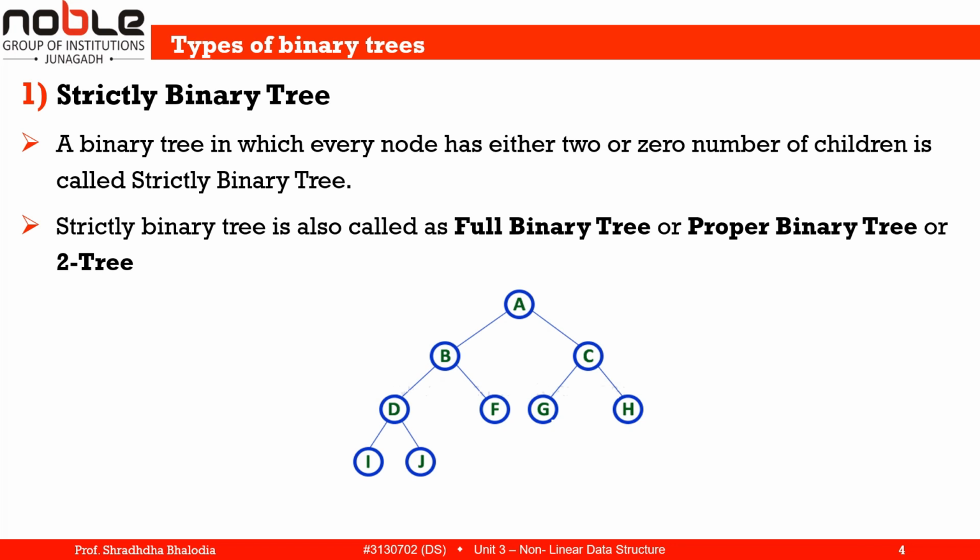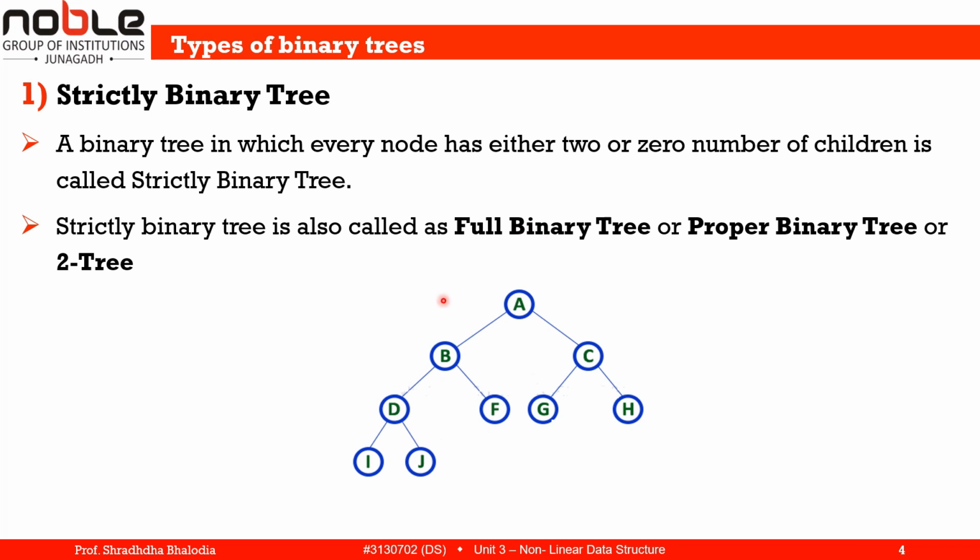Now we move forward about types of binary trees. There are mainly 3 types of binary tree. First we start with strictly binary tree. So what is the definition of strict binary tree? A binary tree in which every node has either 2 or 0 number of children is called strict binary tree. Strict binary tree is also called as full binary tree or proper binary tree or 2 tree. So strict binary tree means every node has only 2 or 0 children, not 1 child, right?